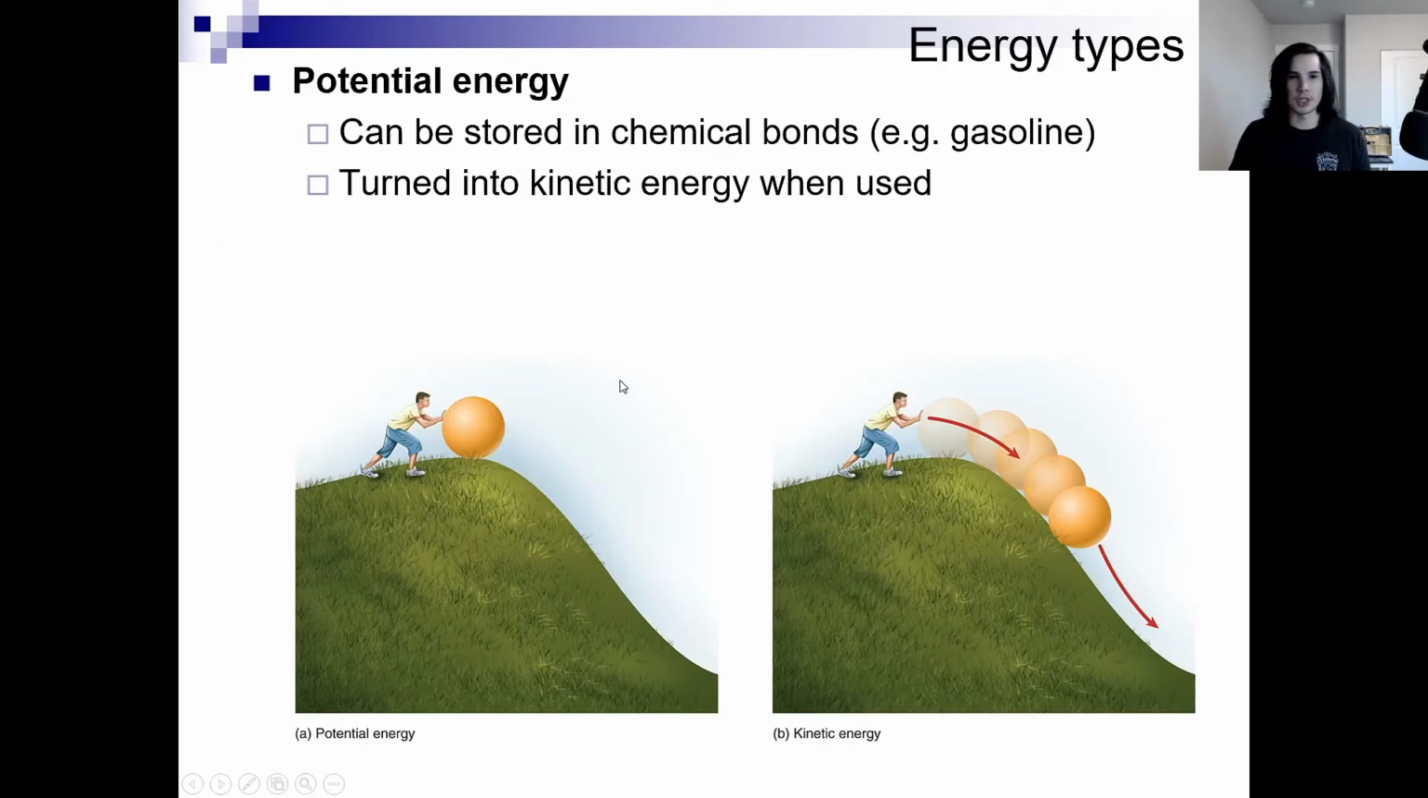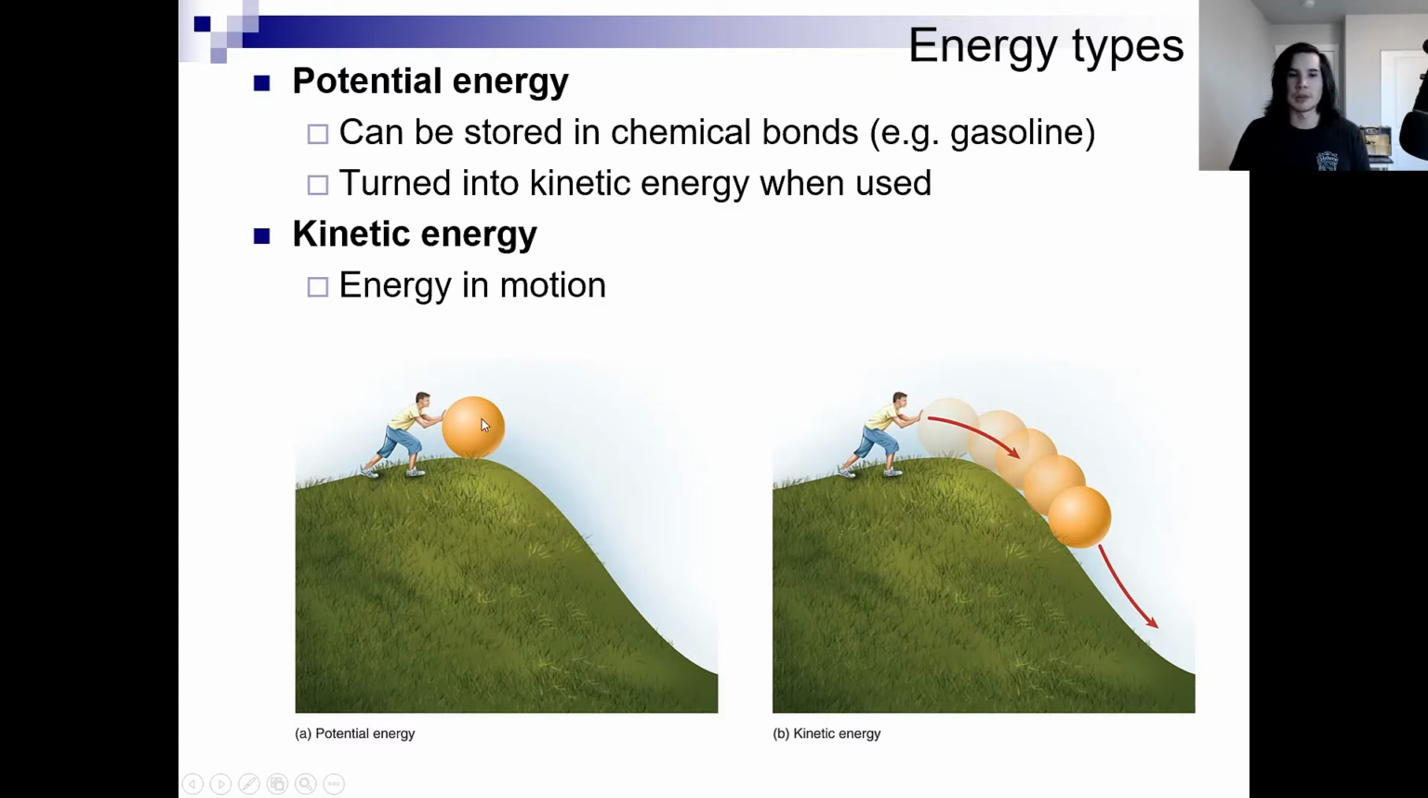So we've got some energy types. We have potential energy. So that's something that could be stored in chemical bonds. And when it's used, it can be turned into kinetic energy, or it could be converted into another type of potential energy. And then you have kinetic energy, which is just energy in motion.